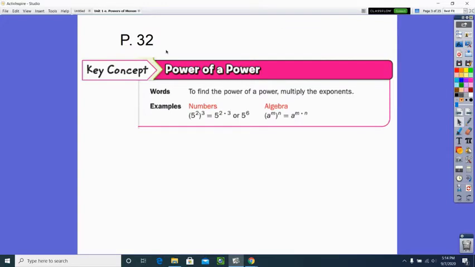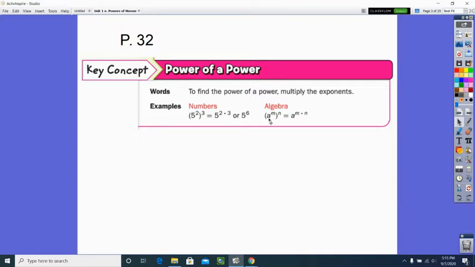Let's go back and look at this box on page 32. To find the power of a power, you multiply the exponents. So if you had 5 to the 2nd to the 3rd, you would write the 5 and multiply the 2 times 3, 5 to the 6th. And we could pick up our calculator and evaluate that further to simplify it if we chose to.